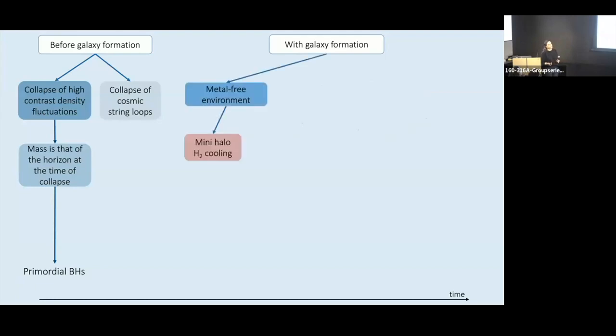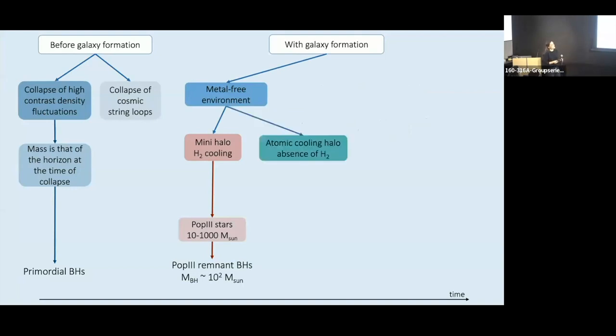So first, in a metal-free environment at very high redshift, we think that black holes can form in mini halos from the remnants of the first Pop III stars. Of course, we don't know the IMF, the initial mass function, of those Pop III stars, but between 10 and 1,000 solar masses seems reasonable, and you can form black holes of about 100 solar masses, maybe.